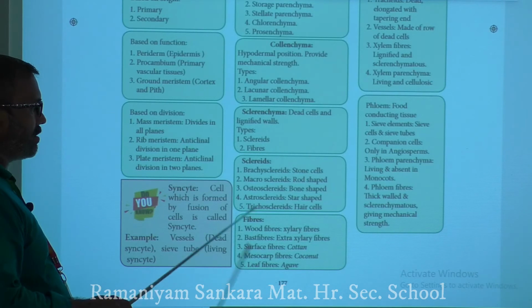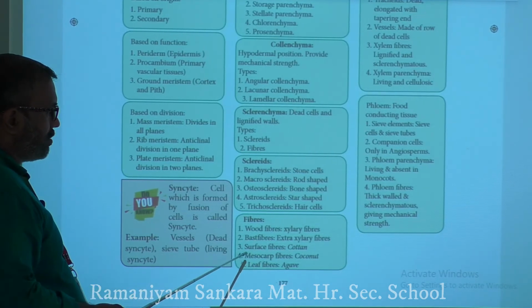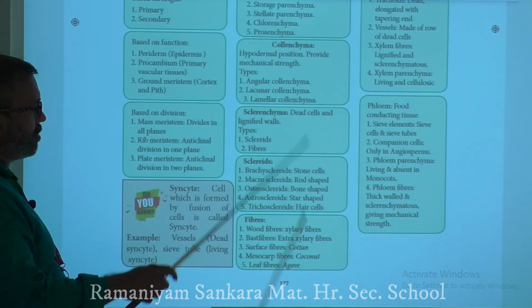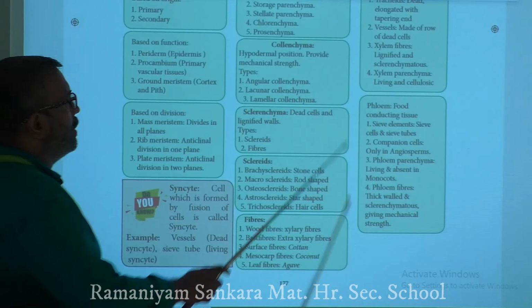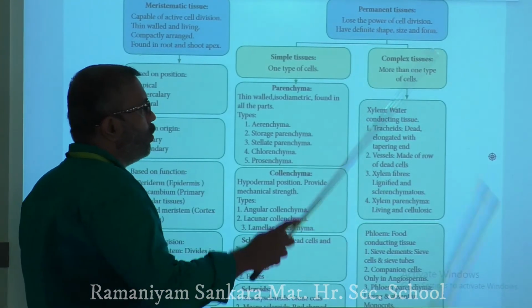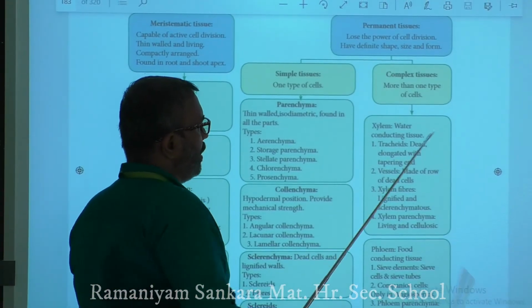Fibers have five types: wood fibers, bast fibers, surface fibers, mesofibers, leaf fibers. These examples are also very important. Next one, complex tissues, which have more than one type of cell. There are two types: xylem and phloem.